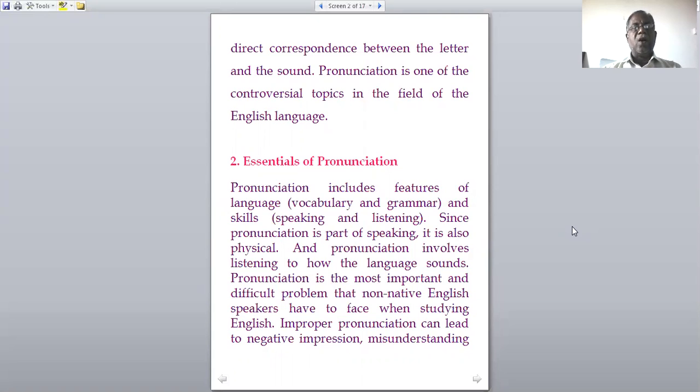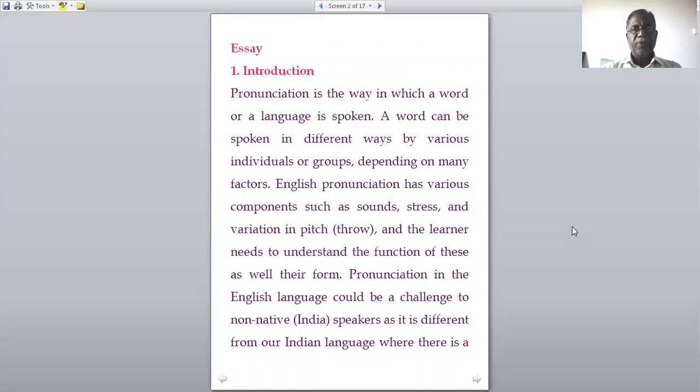Pronunciation is one of the controversial topics in the field of the English language. So in this essay on pronunciation, you need to know what we mean by pronunciation. Pronunciation is the way in which a word or language is spoken. How do you spell out? How do you speak? How do you pronounce a word? That is pronunciation. So English is a language and a foreign language.